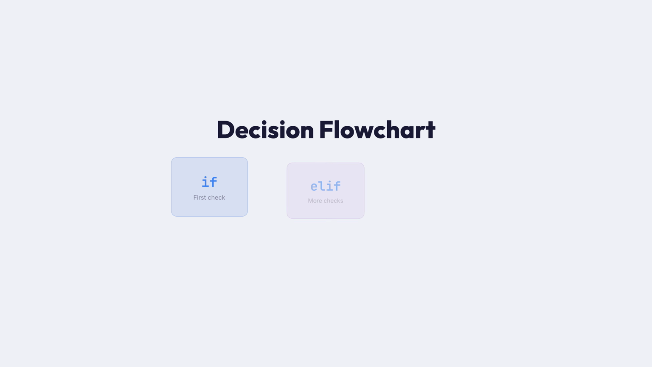Grade F. Here's the big picture. Every decision in Python flows top to bottom. If, then elif, then else. The first true wins and everything else is skipped.